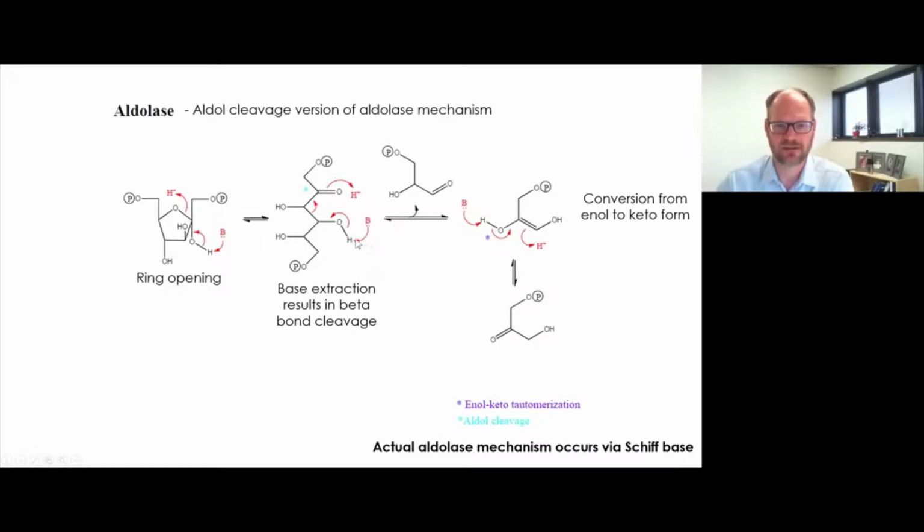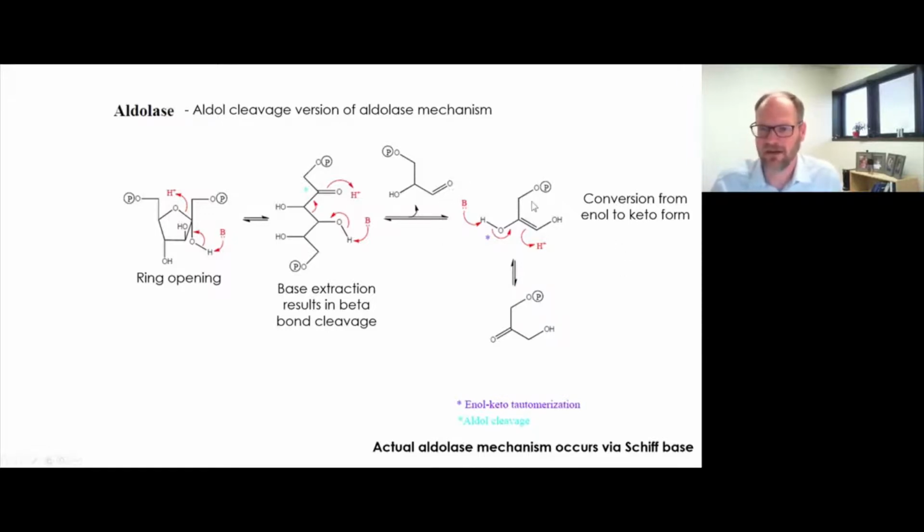This base can extract this proton, and when those electrons resonate down to this position, the carbon doesn't have any extra space for electrons there. Otherwise, it forms this pentavalent carbon. So it's got to kick these electrons off, and it can do that because of resonance. These electrons can resonate out to the proton. This ultimately forms this aldehyde here and this enol form here. And this is called an aldol cleavage. This is one of those classic reaction mechanisms I was telling you about before.